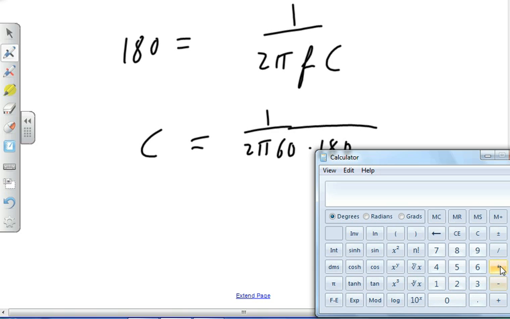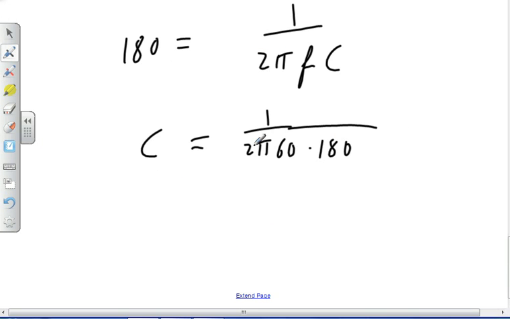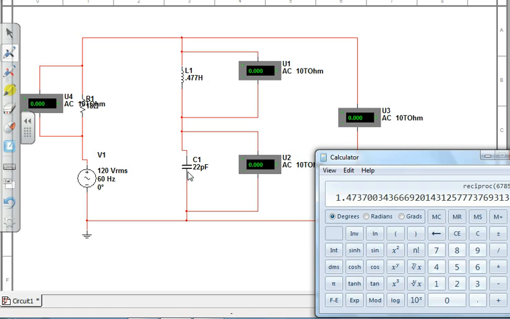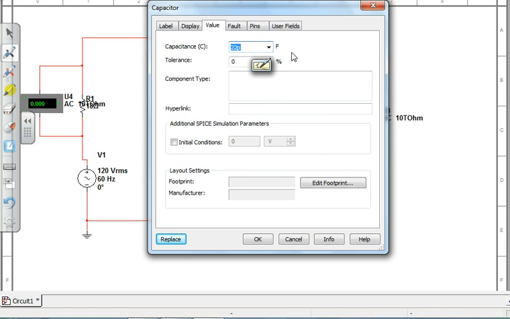2 times pi times 60 times 180 equals, 1 over. So it looks like I need 14.7 microfarads. 14.7 micro.